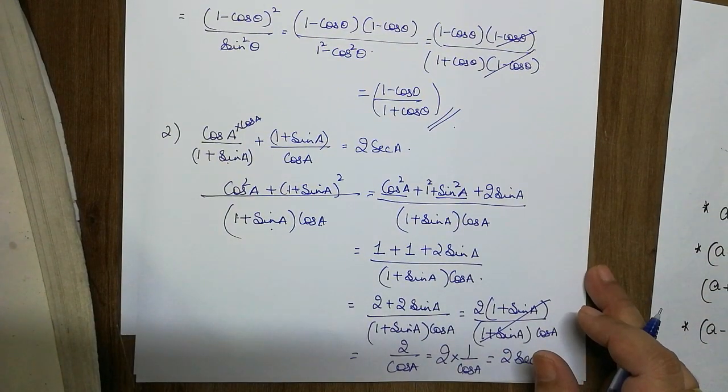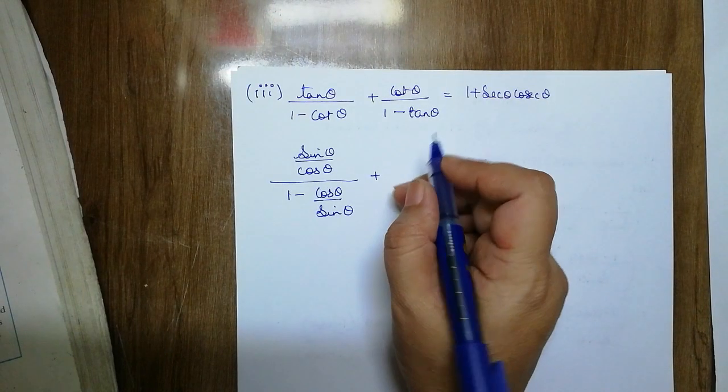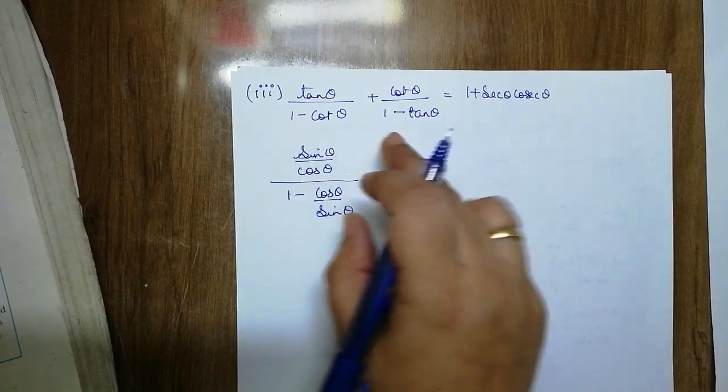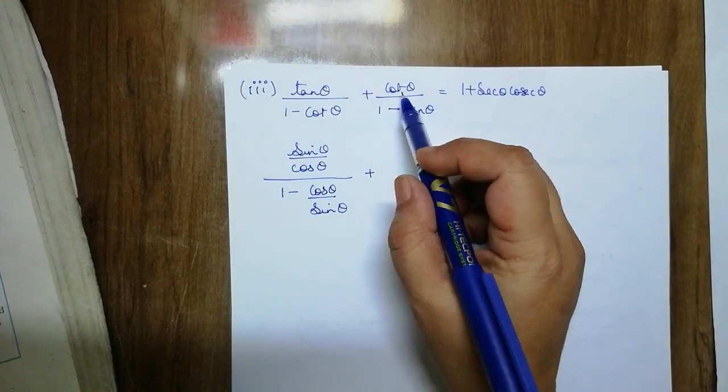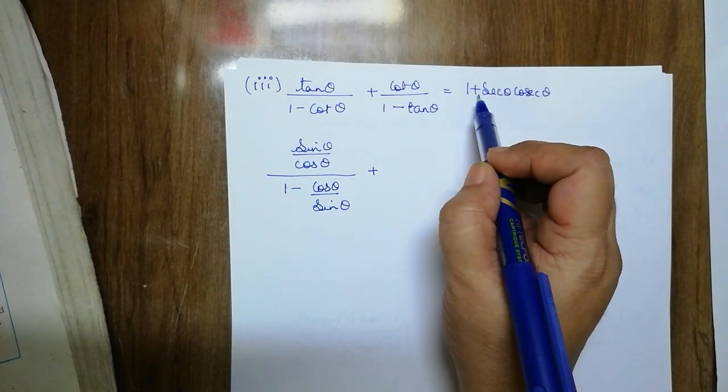We'll move on with the third one. Now this is our third sum. Here we have to prove tan theta by 1 minus cot theta plus cot theta by 1 minus tan theta equal to 1 plus secant theta into cosec theta.